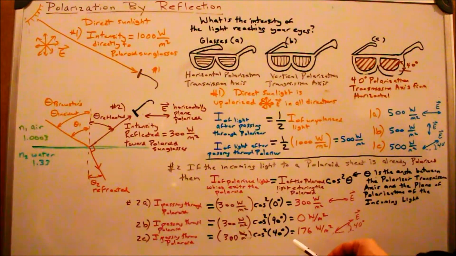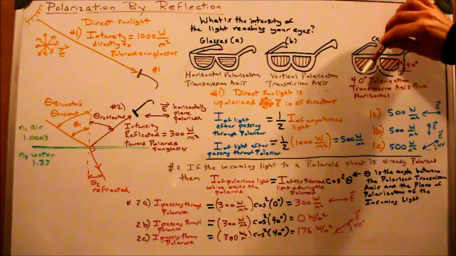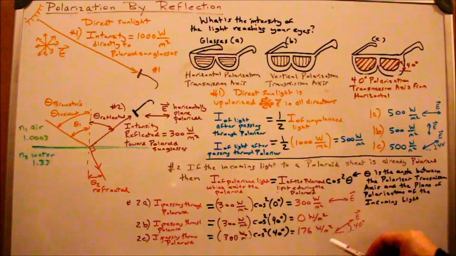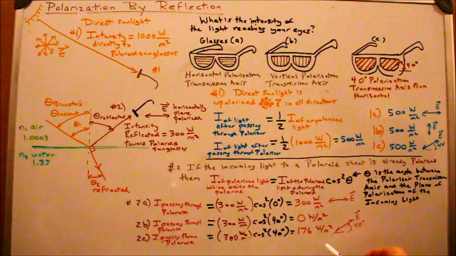For C, the incoming light is horizontally polarized. That's a 40 degree difference between the transmission axis and the incoming light. So cosine of 40, squared, times 300 gives you approximately 176 watts per meter squared. So those are the answers.